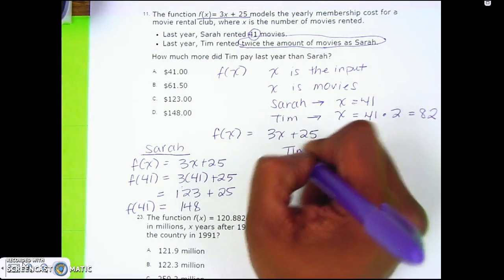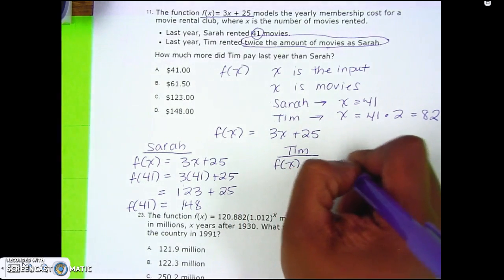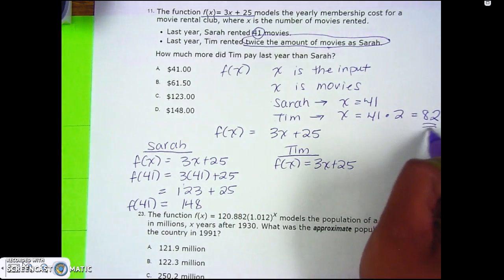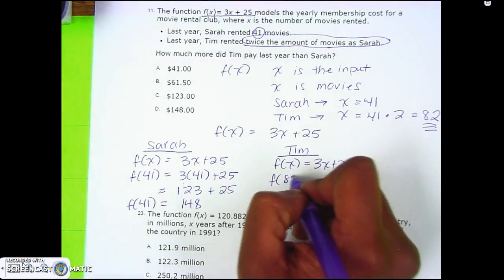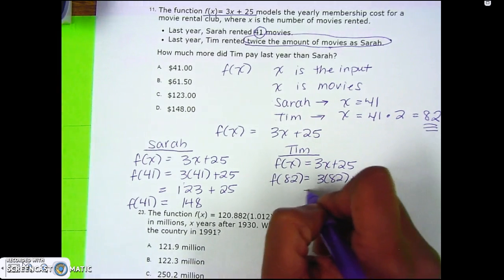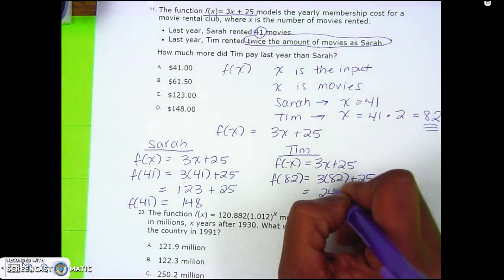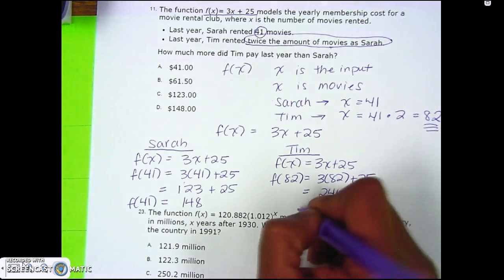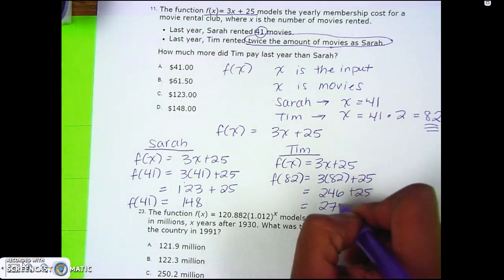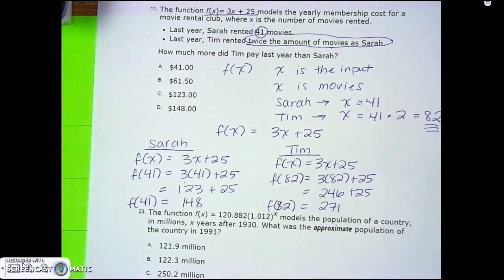Now we have to do one for Tim using the same function, except now we are going to substitute in 82. So f of 82 equals 3 times 82 plus 25. 3 times 82 is 246, plus 25, and 246 plus 25 is 271. So Tim rented 82 movies and paid $271.